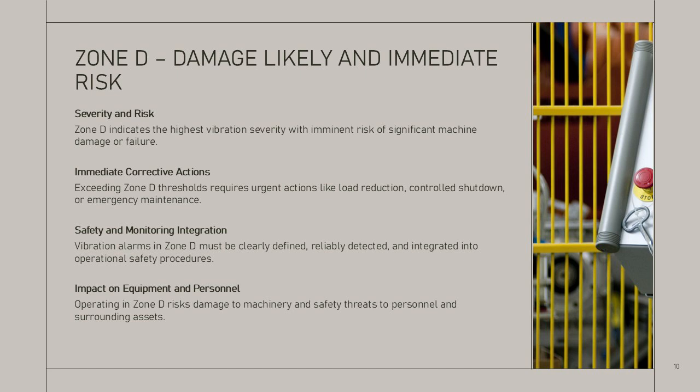in vibration monitoring systems. Exceeding this limit typically requires immediate corrective action, which may include load reduction, controlled shutdown, or emergency maintenance. Operating in Zone D poses risks not only to equipment but also to personnel and surrounding assets, particularly in high-energy machinery such as large motors, compressors, and turbines.